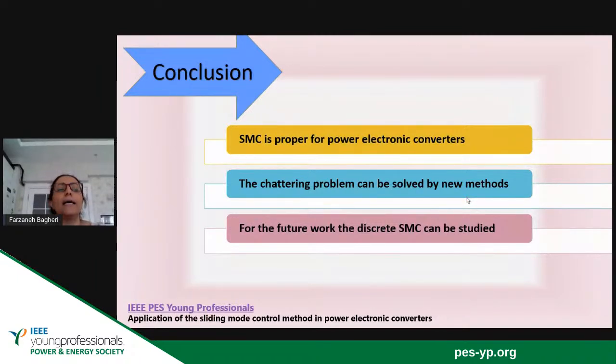But in the conclusion, I can tell you that the sliding mode control method is a proper method for power electronic converters. However, it is suffering from the chattering problem, but the chattering problem can be solved by new methods. And for the future work, I can suggest the students or the people who are eager to work on the sliding mode control that they can work on the discrete sliding mode control methods.